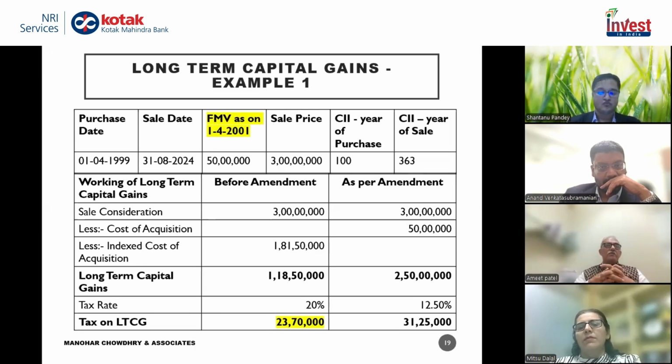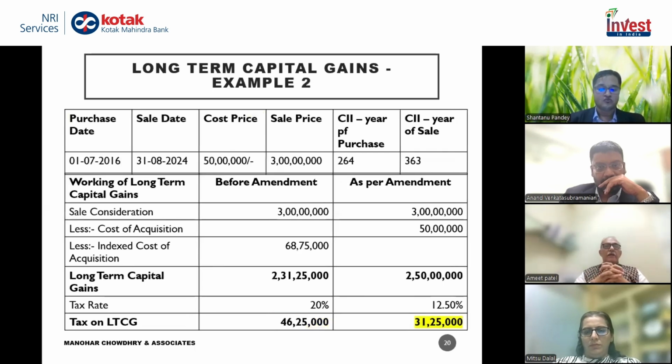But because the property is sold post 23rd July, that is 31st August, in respect of a non-resident, the capital gain will be calculated as 3 crore minus 50 lakhs, that is the unindexed FMV as on 1st April 2001. Capital gains is 2.5 crores. 12.5% tax on that is 31 lakh 25,000. So it's very clearly visible from this that for non-residents in this particular kind of situation, the new regime will result in a higher tax outflow as compared to the old regime.